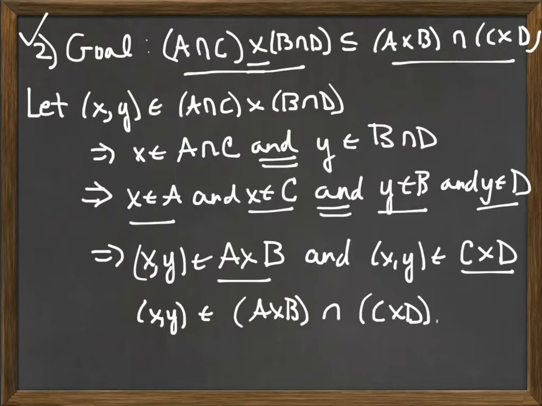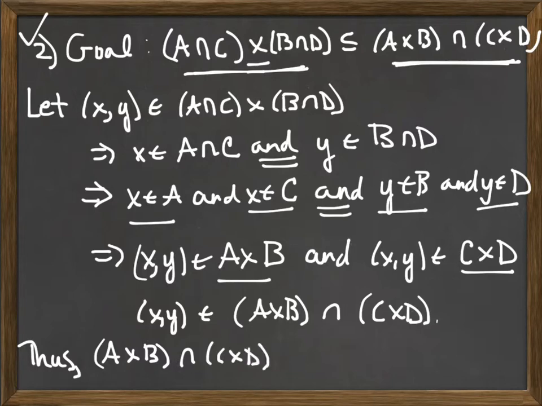And since on the previous board we showed that this right-hand side is a subset of the left-hand side, we can conclude that the two are equal. That is, A cross B intersect C cross D is indeed equal to A intersect C cross B intersect D.